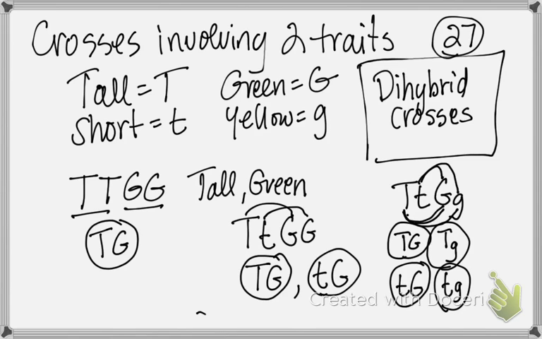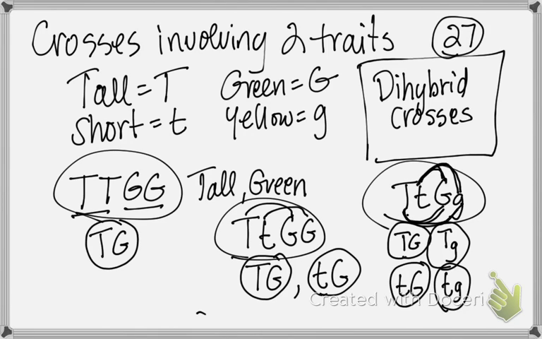The first one with the first one. This one could go with the T with the little g, little t with the big G, little t with the little g. So all of these plants are tall and green, aren't they? But depending upon what traits they have, you can get all kinds of different offspring possibilities.